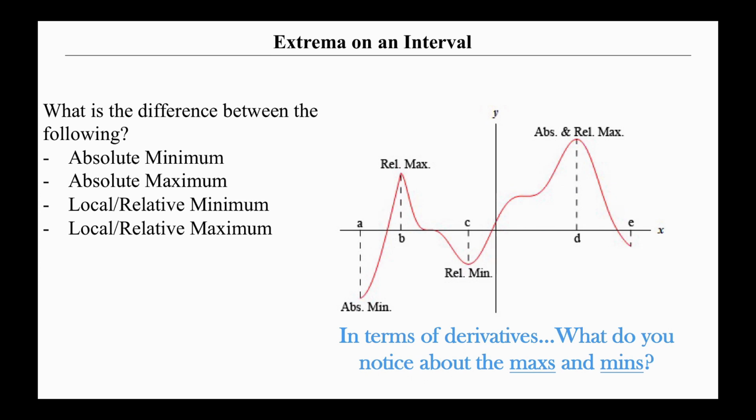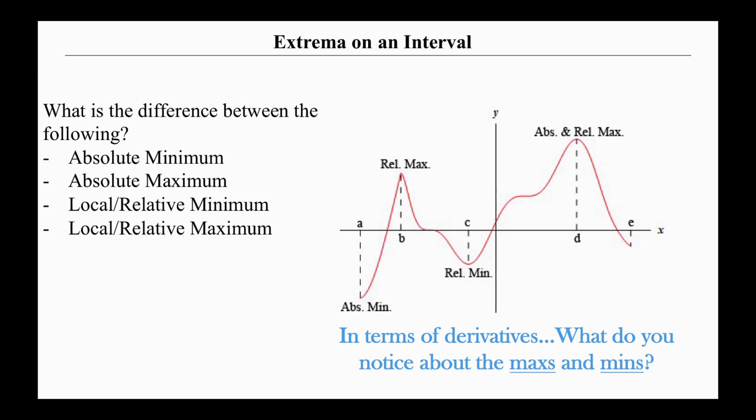Maximums mean top, right? Minimums mean the bottom. But there are different types of maximums and minimums. You can see from the picture here, absolute maximums and minimums mean from A to E. This interval goes from A to E, and from A to E, D is the absolute maximum.